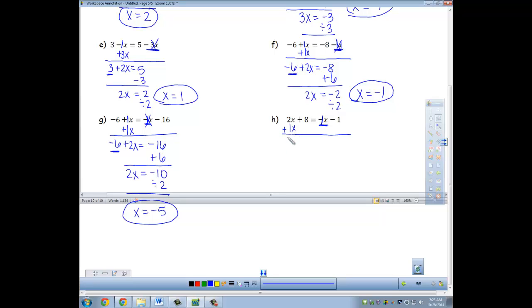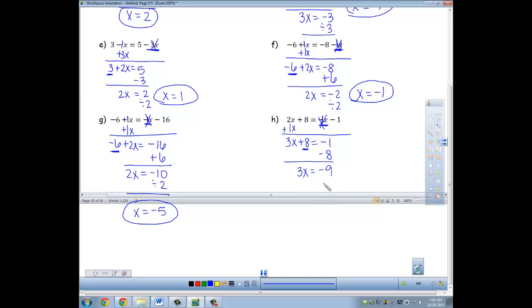2x plus 1x equals 3x. Bring down your plus 8 equals, this goes away. I'm left with a negative 1. So again, don't forget to bring down your negative. And again, we have a two-step equation now. So get rid of your friend, which in this case is the 8. Instead of plus 8, we will minus 8 on the other side to get 3x equals negative 1 minus 8 is negative 9.